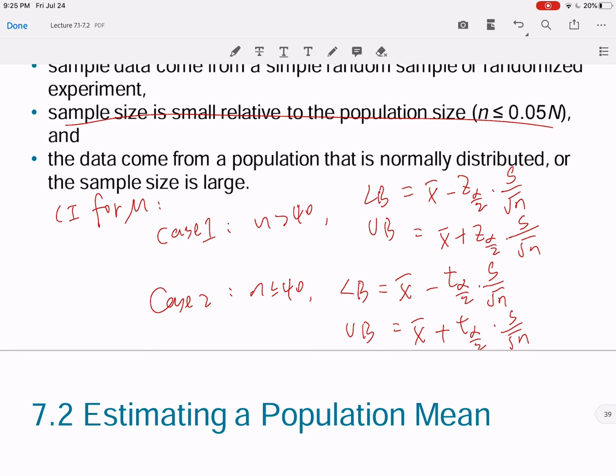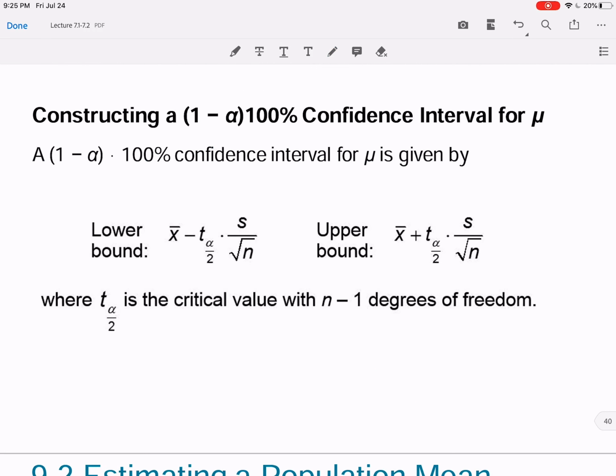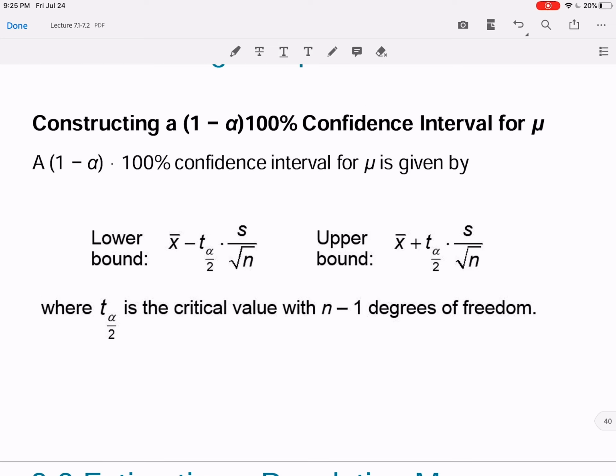That's pretty much the two different cases we want to consider if we are looking for a confidence interval for the population mean. The very first thing you want to check is whether the sample size is greater than 40 or not. That's pretty much the same thing as what we just went over.